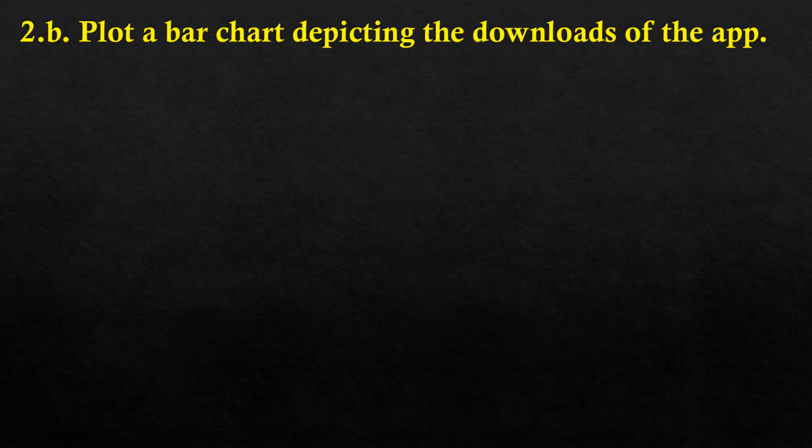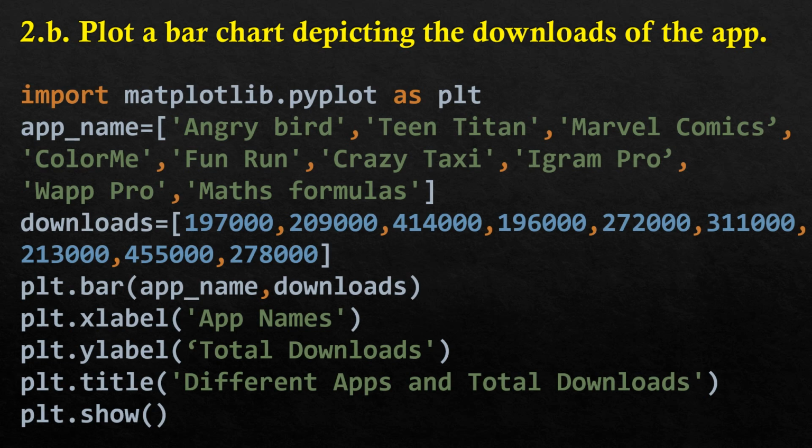The next part of the question is to plot a bar chart depicting the downloads of the app. This is also yet another simple question. You have to import matplotlib.pyplot as plt. Now the app names are stored in a list called app_name and the downloads are also in a list. Now let's draw the bar chart by using plt.bar, where it will take two values, app name on the x-axis and downloads on the y-axis, and we can give proper labeling for both the axes and a title for the graph. And let's see.